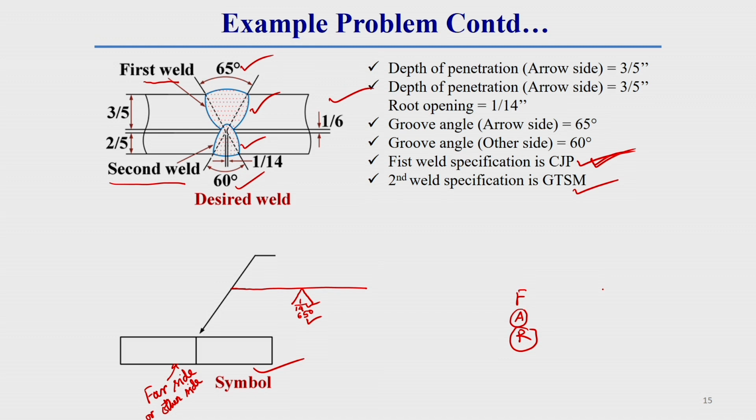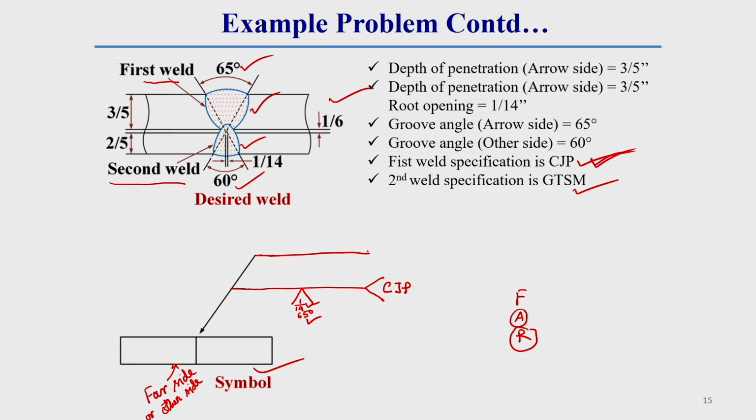If this type of specification is given, then for that welding operation we have to provide a tail. In this tail we have to provide this CJP specification. Once we see this, we can easily do the first operation: there should be a 65 degree groove angle and a 1/4 inch root opening.